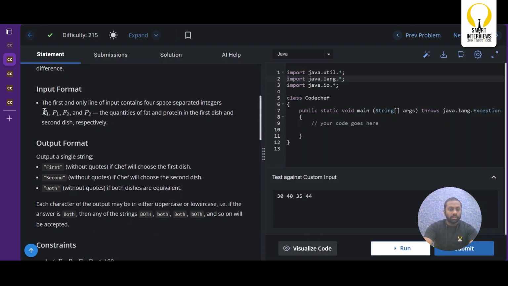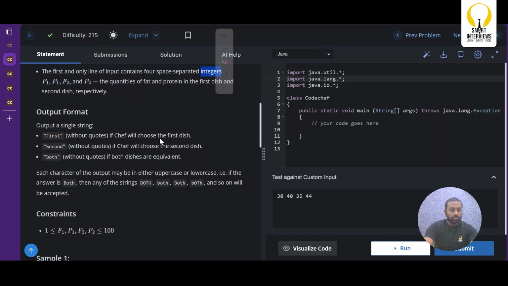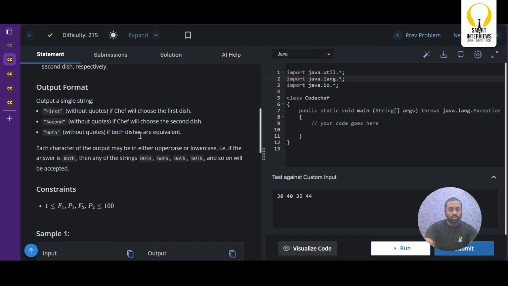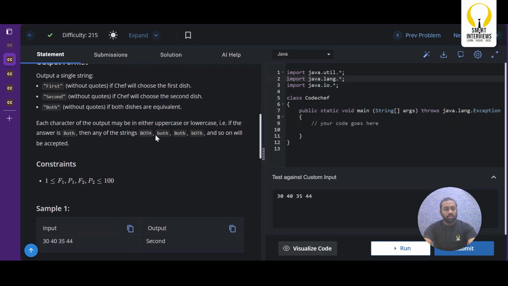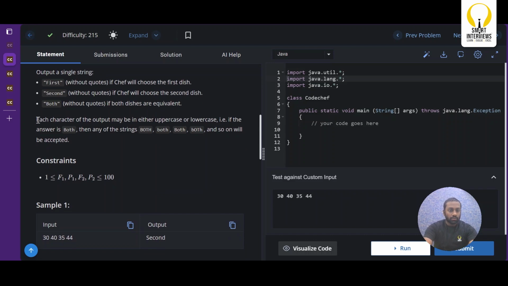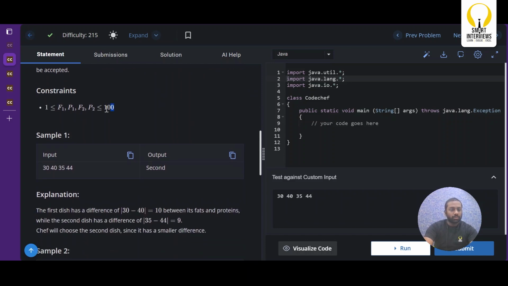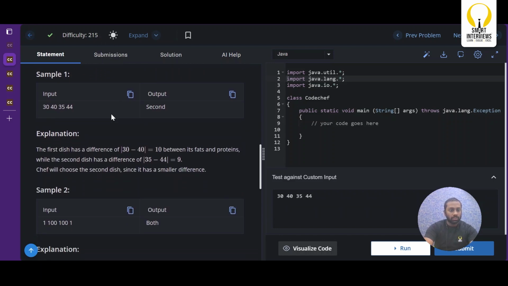So the input format, he gives us four integers. And the output has to be one of these three, that is first or second or both, without the quotes. That is, first if chef will choose the first, second if chef will choose the second dish, both if both the dishes are equivalent. Now this is something you can ignore as well. It just says the case insensitivity. And coming to the constraints, pretty less, you need not worry about that.